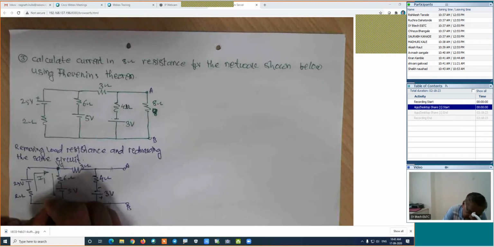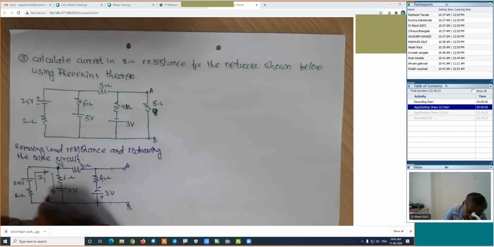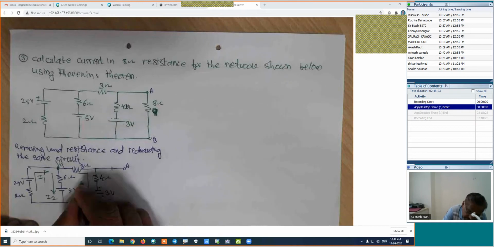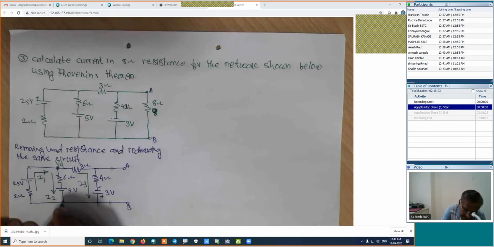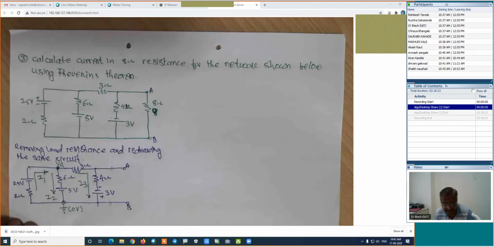This is the second branch, its current may be I2, and this is the third branch, its current is I3. You can use any method, but here I'm using the nodal analysis method, and this will be the ground node. You can use any method, I'm repeating again and again. Our aim is the calculation of current in this branch.